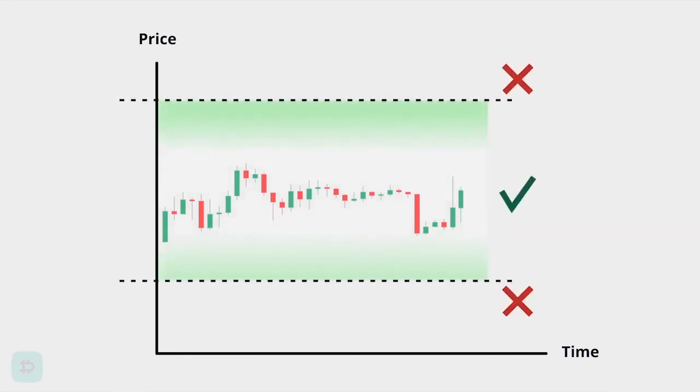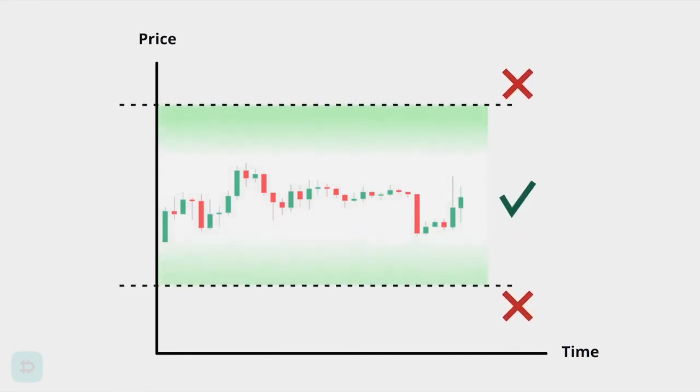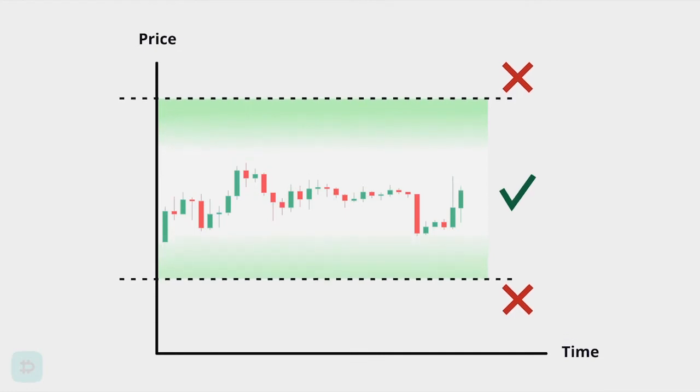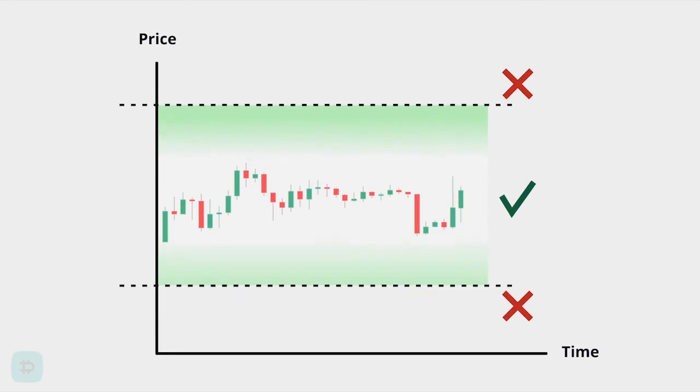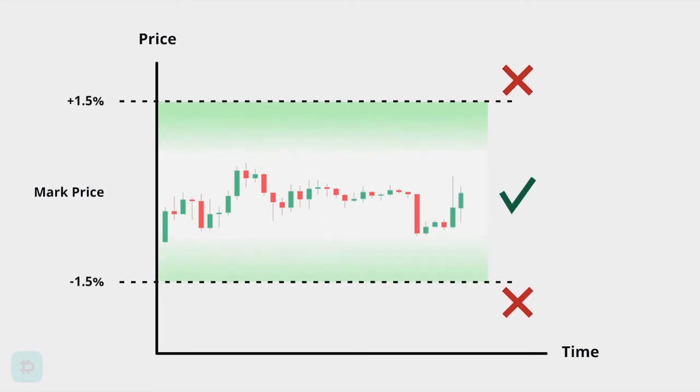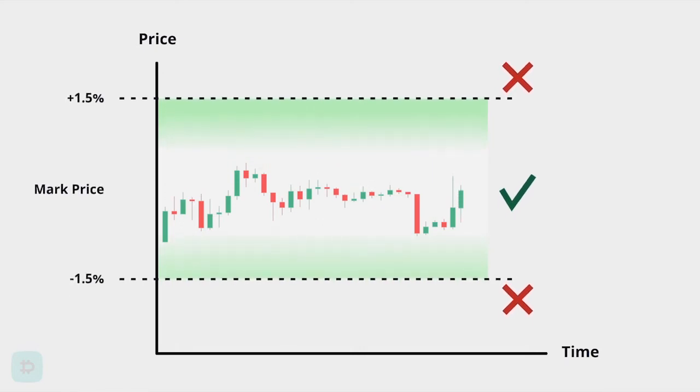What this means is that there is an upper and lower price limit, a price range in which trades can be executed on any given instrument. For example, at time of writing, the Bitcoin perpetual contract limit is currently set at the mark price of plus or negative 1.5%. So if the perpetual mark price is currently at $10,000, the bandwidth limits will be set at $9,850 and $10,150.